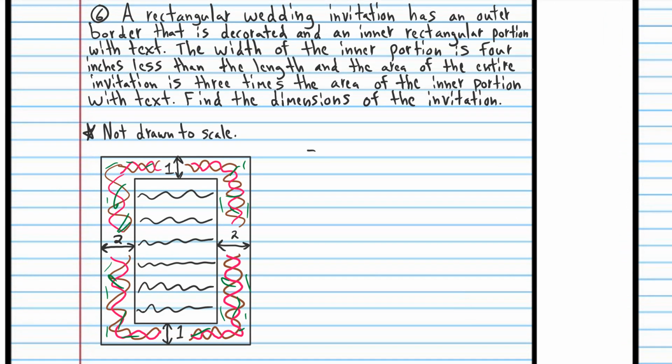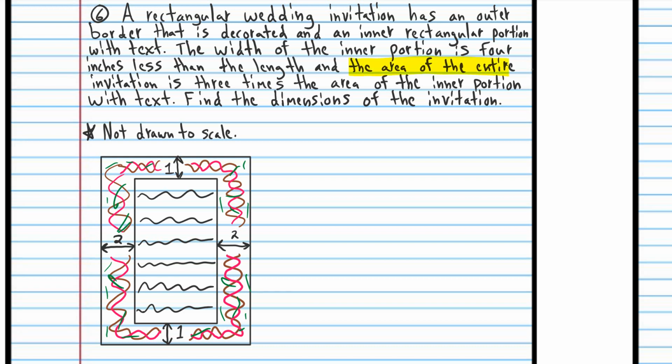So first let's read this. A rectangular wedding invitation has an outer border that is decorated and an inner rectangular portion with text. The width of the inner portion is 4 inches less than the length, and the area of the entire invitation is 3 times the area of the inner portion with text. Find the dimensions of the invitation. So again, I know how intimidating this can look to students who haven't done many of these problems, but don't worry. We'll start off with the same type of equation.